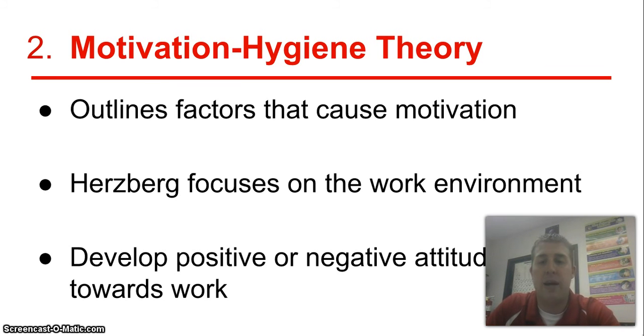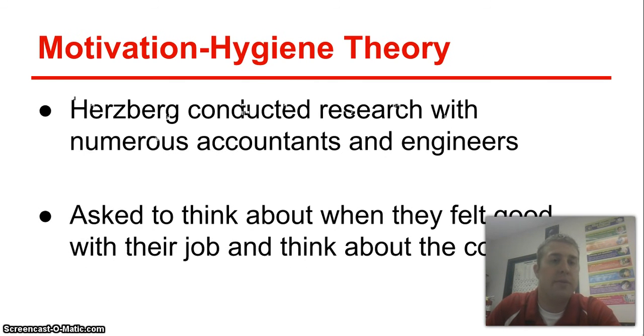If there are negative attributes and things in the classroom, it's going to lend itself to a lot of issues, and they're going to be unmotivated to learn. So in this theory, Herzberg conducted research with numerous accountants and engineers in various businesses. What he found is that when they felt good about their working conditions, they felt good about their job. And that goes even for adults, for us teachers and administrators. If we feel good about the conditions of the school, we're obviously going to work harder, and we're going to be motivated to do those things.